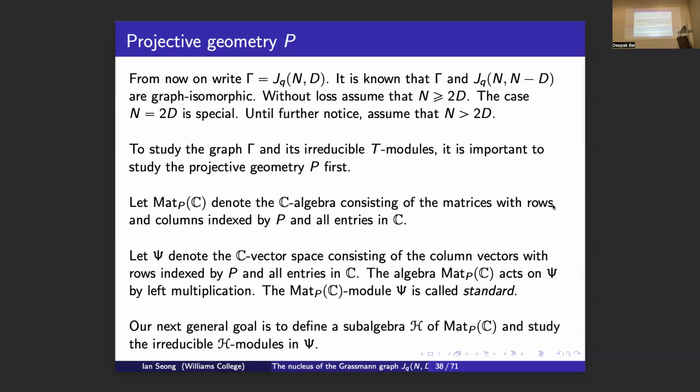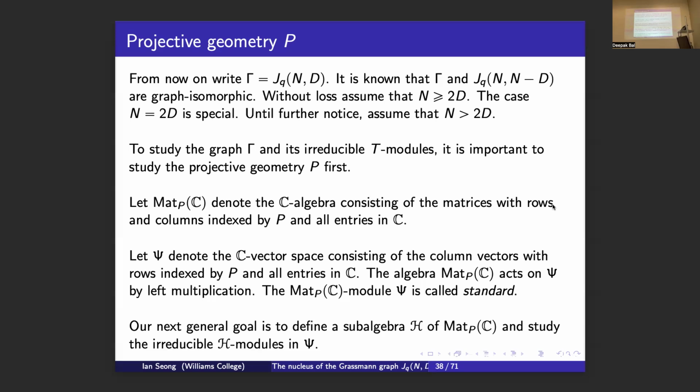So without loss, we're going to assume that n is at least 2d. Okay, now the case n equals 2d is actually rather special. So until further notice, we're going to assume that n is strictly greater than 2d. Later in the last slide or something, I'm going to talk about the case n equals 2d, and show you a result on why this assumption is actually quite important.